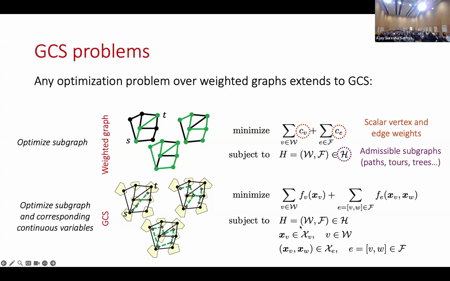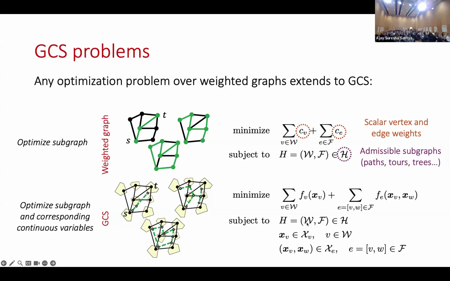Depending on the choice that we make for the subgraph, in particular for its vertices and edges, we activate a sequence of convex constraints, one per vertex and edge in the subgraph. The cost of the subgraph is again the sum of the cost of the vertices and edges, but this time these are convex functions instead of just scalars. Okay, so the problem on the top is kind of well known, and we know how to solve them.